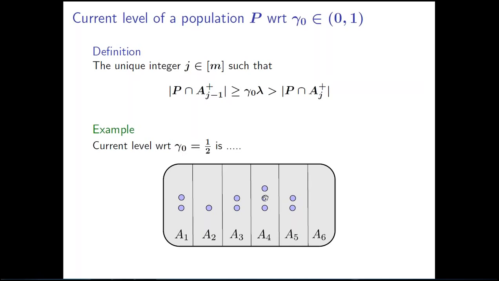If you look at this, we have 1, 2, 3, 4, 5 individuals at level 4 or higher, but we have only 2 individuals at level 5 or higher. And in total here we have 10 individuals. So here the current level is 4, because gamma naught times lambda, where lambda is 10, gives 5, and we have at least that many individuals at level 4 or higher, and we have fewer at level 5 or higher.